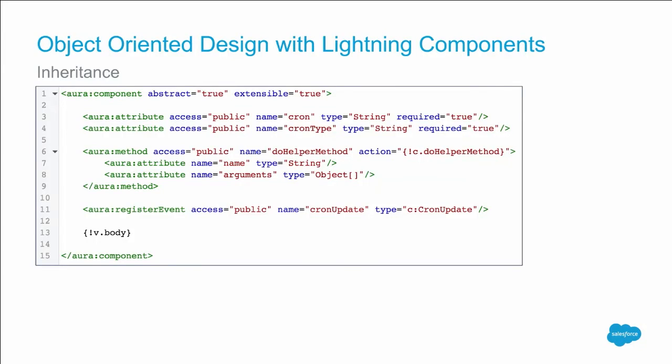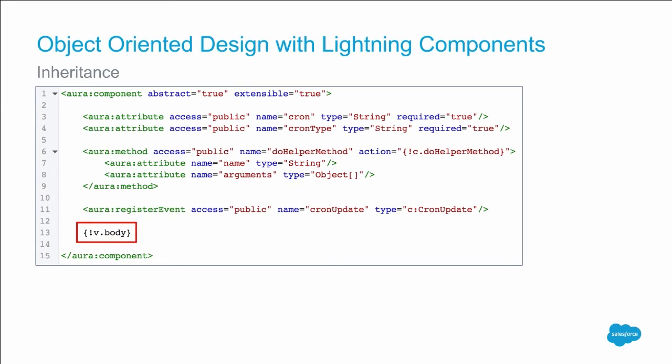So how do we achieve that in Lightning? So this is the extract from the cron component. And there's the attribute that declares it as abstract. So that's telling me that I can't instantiate it. We then have another attribute called extensible. And this is basically indicating that we're going to allow other components to extend it and add additional functionality.